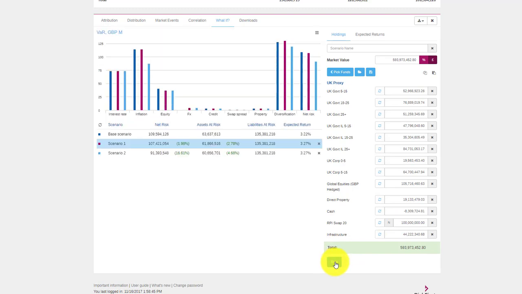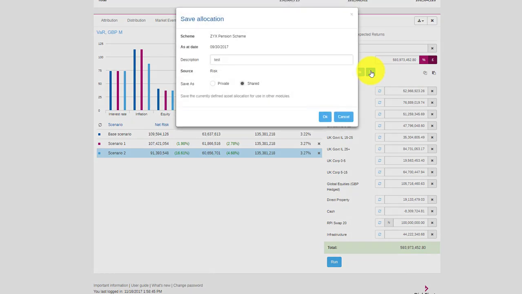In this case, adding the swap overlay helps the client to achieve significant reduction in VAR. You can save the allocation so you can work on it later, or even share the results with others within your organization. The saved allocations are also available in other modules of PFaroe, for instance the ALM module.